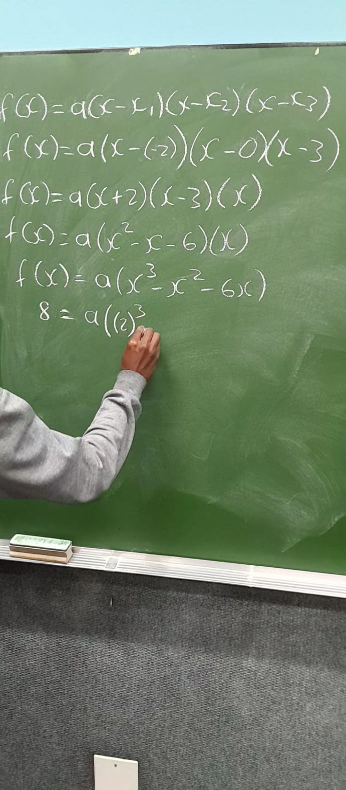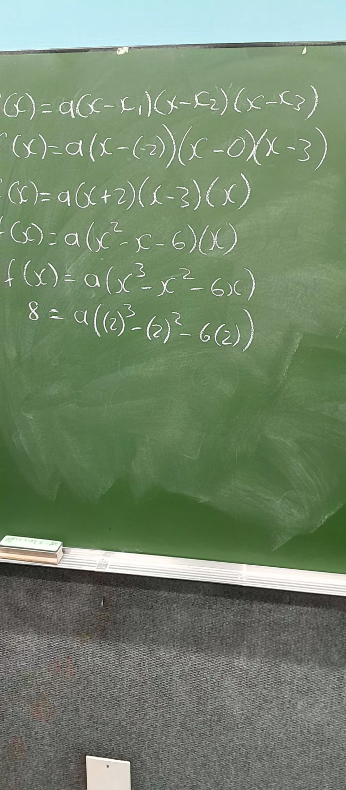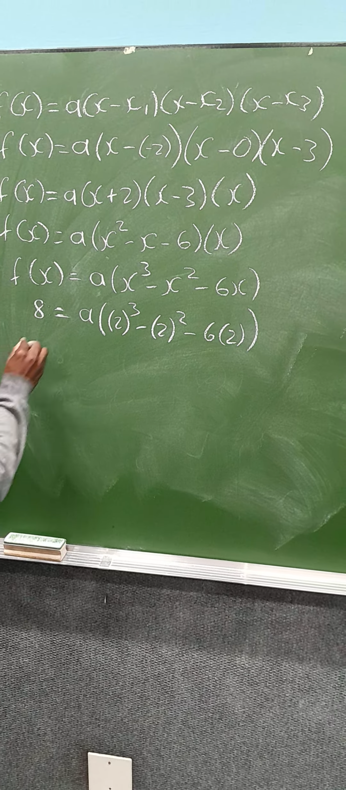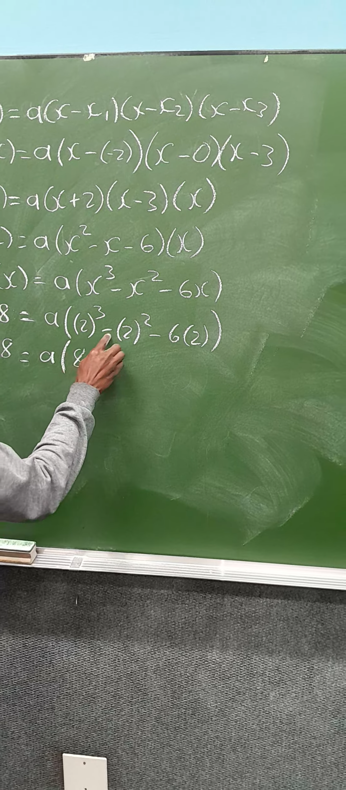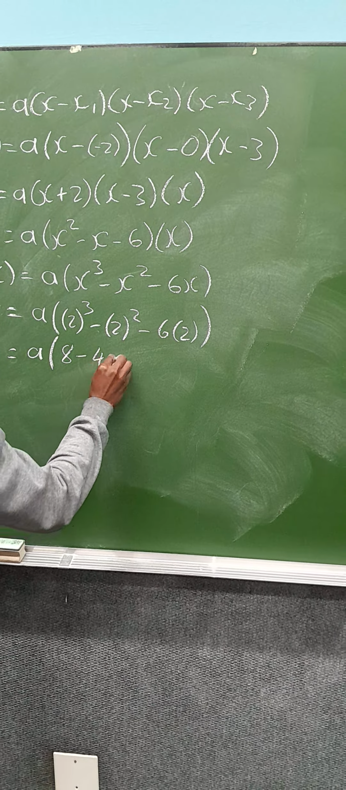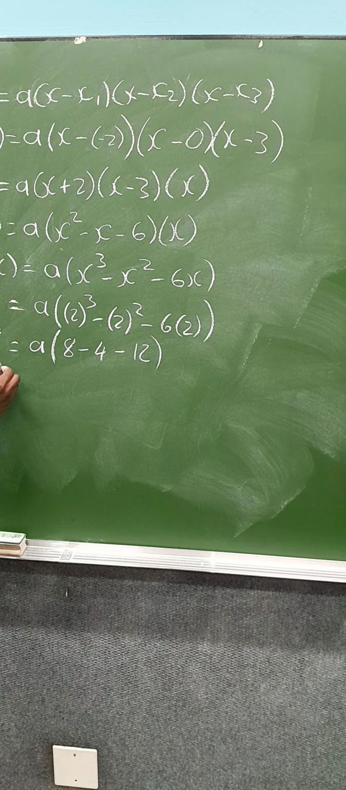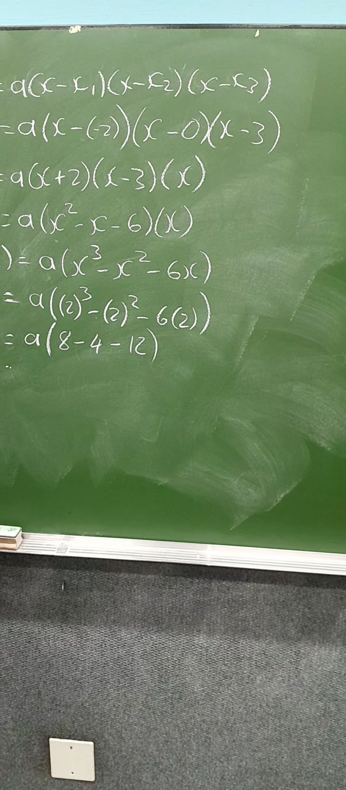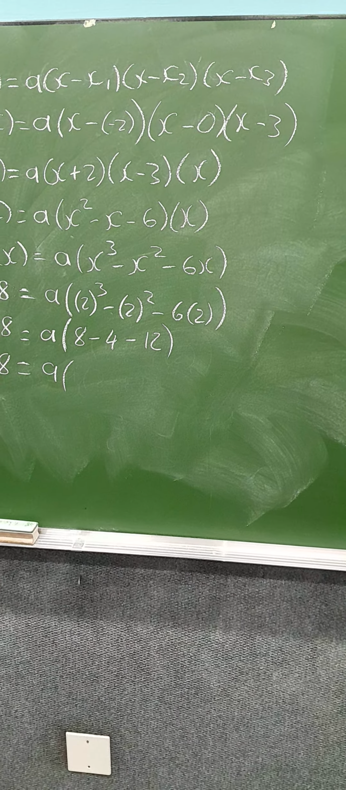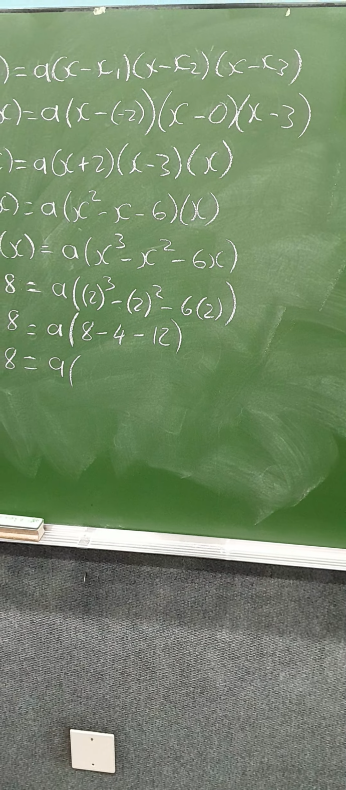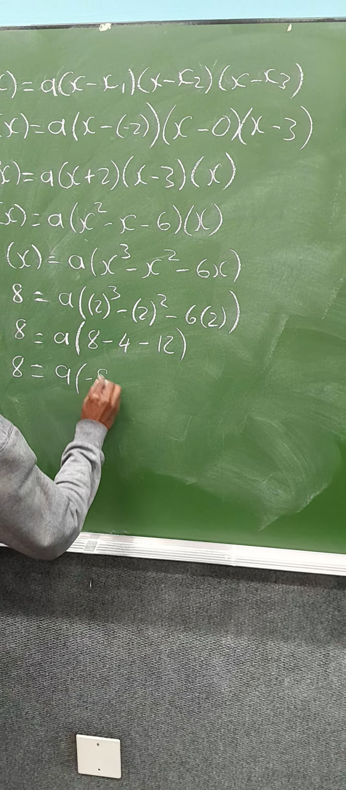So we're going to have 2 cubed minus 2 squared minus 6 into 2, and then from here we can simplify, and then we are going to have 8 equals a times. So 2 cubed is 8, and then minus 2 squared is 4, minus 6 multiplied by 2, that's 12, so minus 4 minus 12, that's going to give us about minus 16. And then minus 16 plus 8, that's going to give us a negative 8.